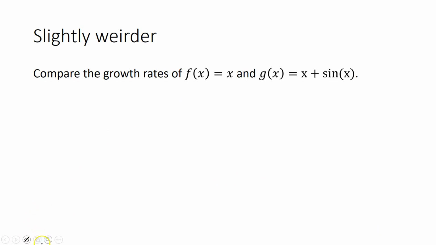Alright, so now let's take a look at one that's just a little bit weirder. In this case, we're going to be looking at x plus sine x, which is compared to x. We think sine x might make it go kind of up and down. We're going to show these actually grow at the same rate. So what we're going to do is take our limit as x approaches infinity.